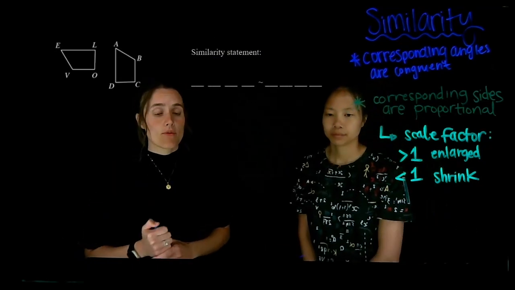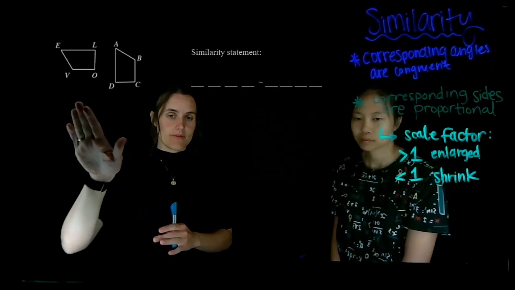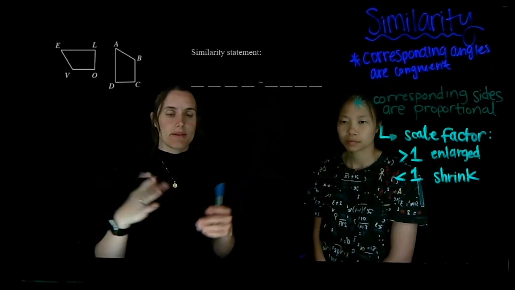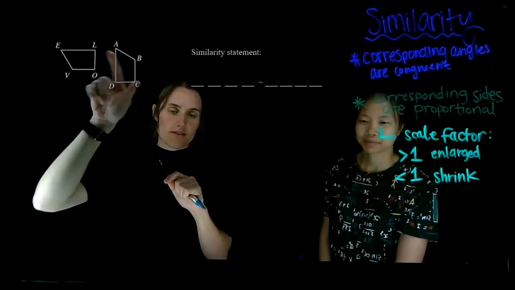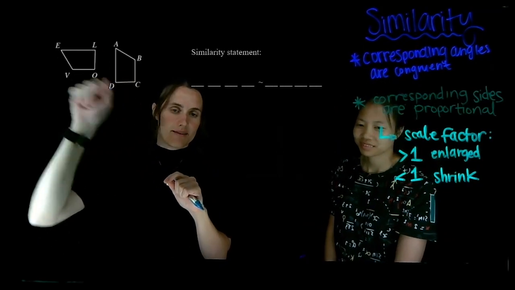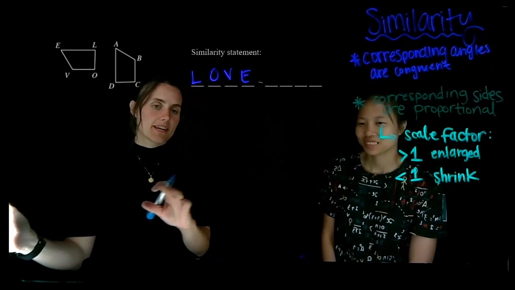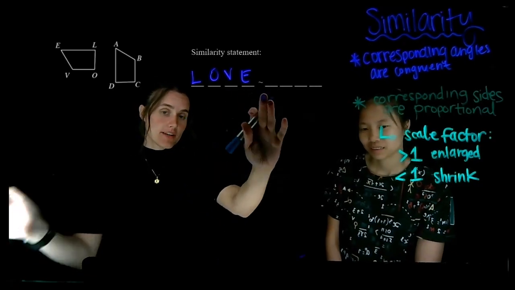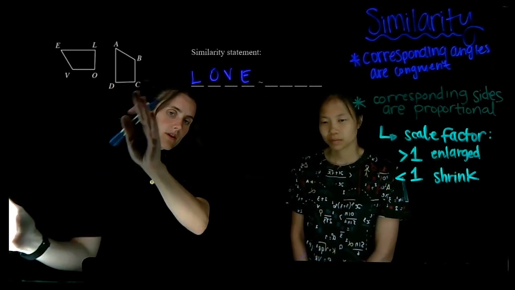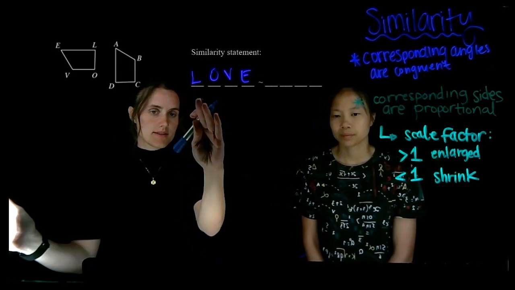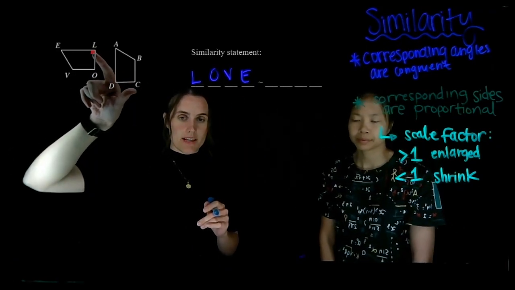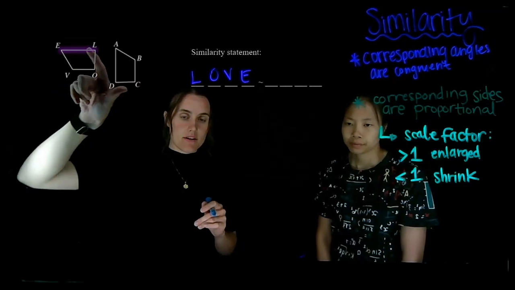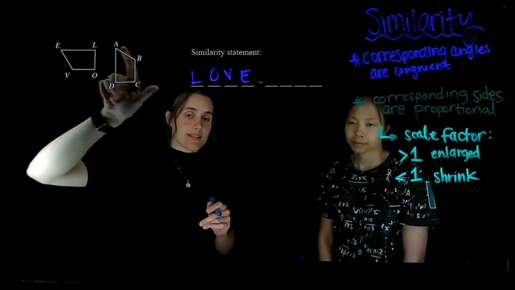All right, in this example, we are given that these two figures are similar, and we need to write a similarity statement. We're going to take this first figure here, and we can write it in whatever order we want. I'm going to write it as LOVE because that spells love. So we know that figure LOVE is similar to this figure. We need to make sure that the order we write these letters corresponds to each of these letters.